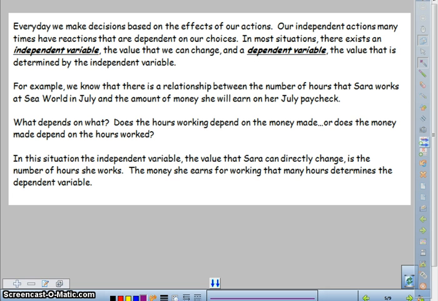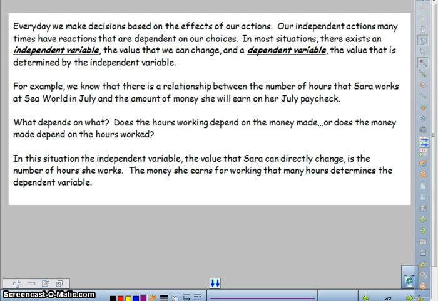Okay. So every day we make decisions based on our effects. Basically, this is saying that you have an independent thing, a value that you can change, and then it produces a dependent thing, a value that is determined by the independent. And this is kind of a hard concept for kids to get, but it really does make sense after a while. Okay? So, for example, we know that there is a relationship between the number of hours that Sarah works at SeaWorld in July and the amount of money she will earn on her paycheck.